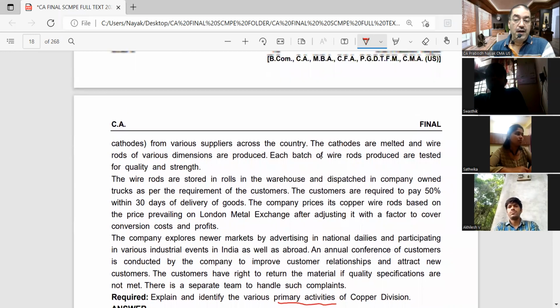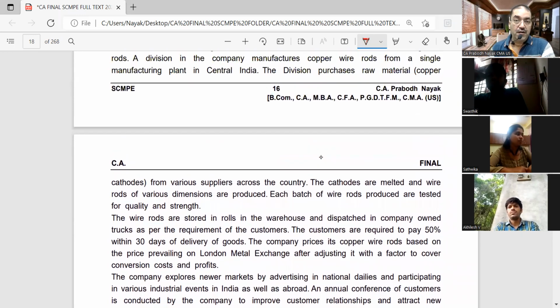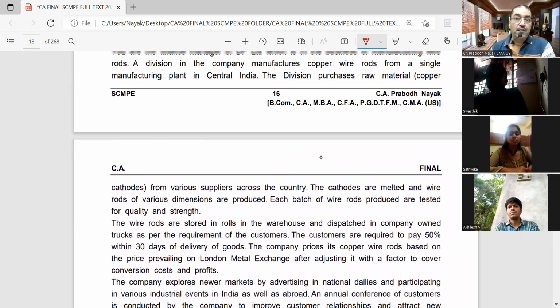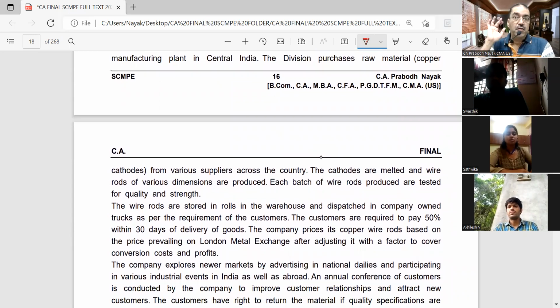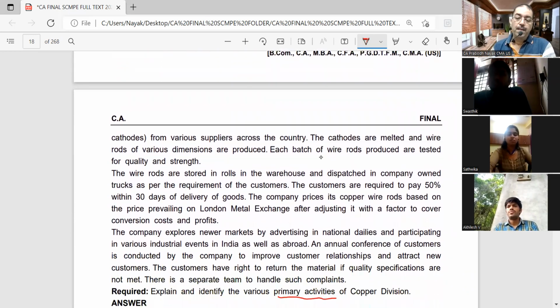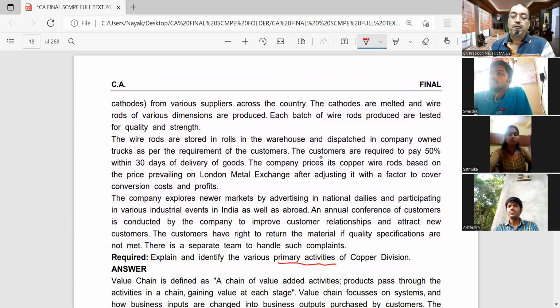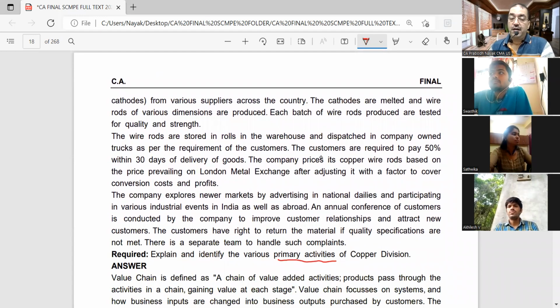So as you are reading now, you have to identify which are the activities which are going to be inbound logistics. What is an operational activity? What is an outbound logistic? You have to keep your mind alert as you are reading as to identification. Then each batch of wire rods produced is tested for quality and strength.